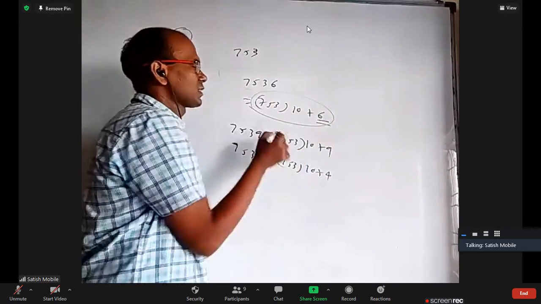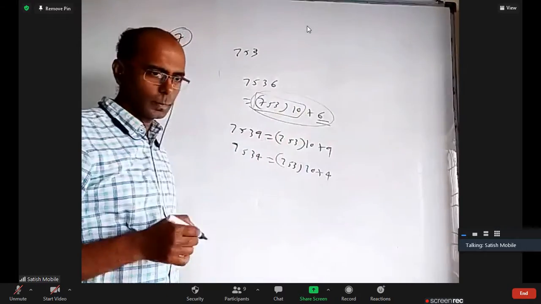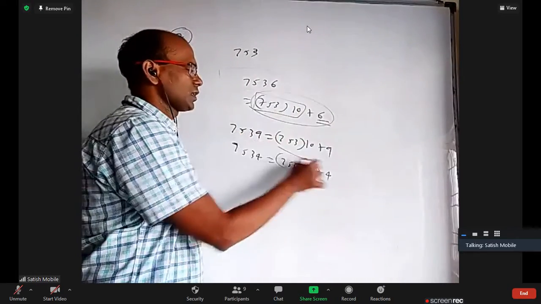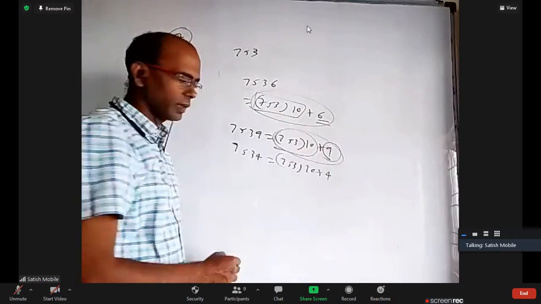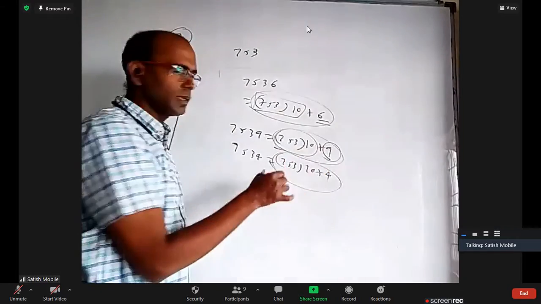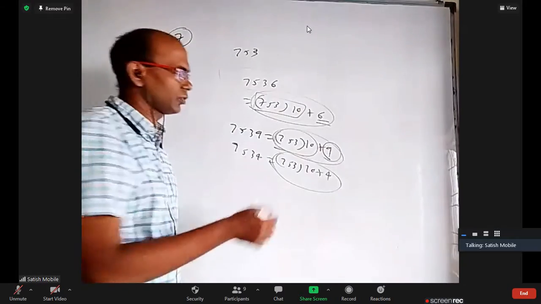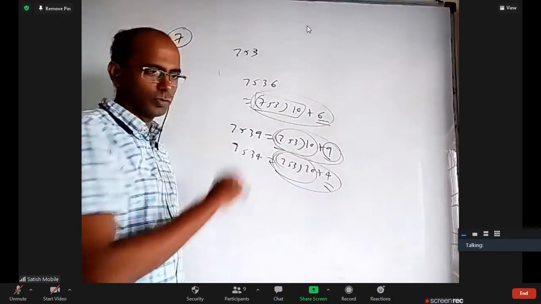But already this is divisible by 6, which means this should be divisible by 6. This total number is divisible by 9, you have to check. But already this is a multiple of 9, so this should be a multiple of 9. This total is already, we want it to be a multiple of 4. This is a multiple of 4, so this should be a multiple of 4.